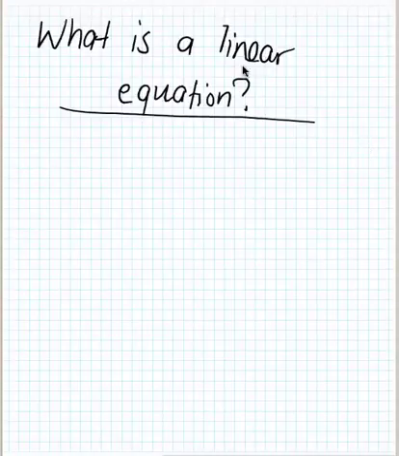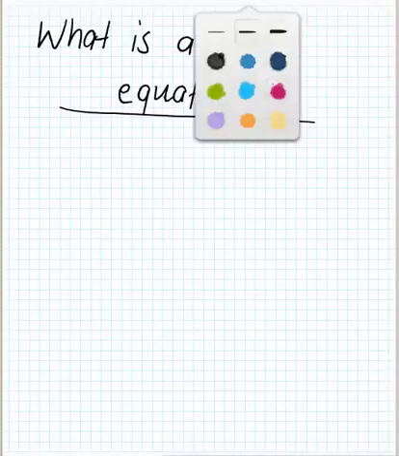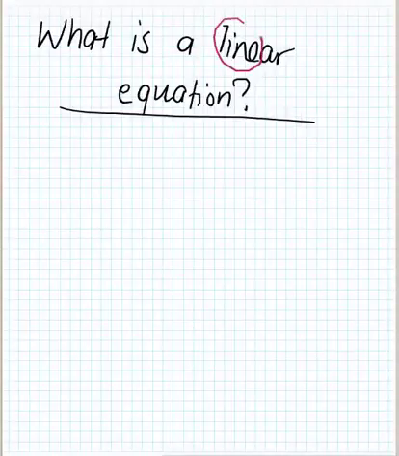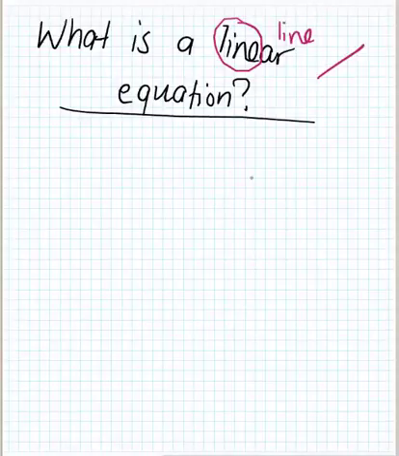Now linear, a key word in there is line, okay? And we know what a line is. A line is simply a straight line. So whenever you see linear, it's referring to a straight line. And a linear equation is an equation where if you were to draw it, it will always give you a straight line.